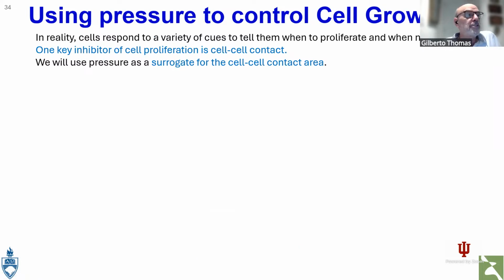Let's use this pressure to control the growth. I mean, when the cells start to fill all the space, we are going to control the growth. We will avoid that the target volume grows even bigger.